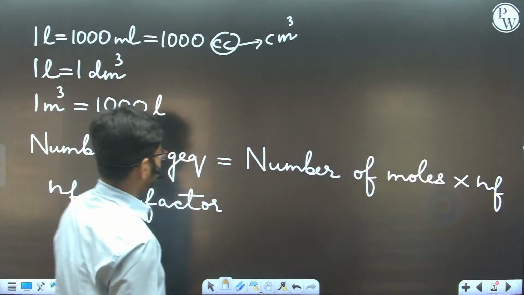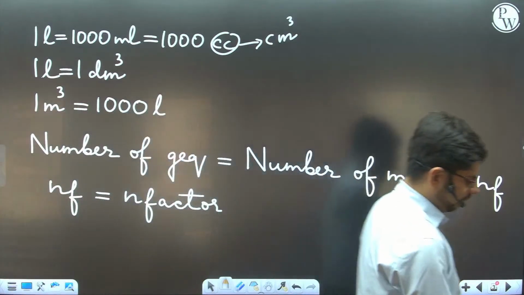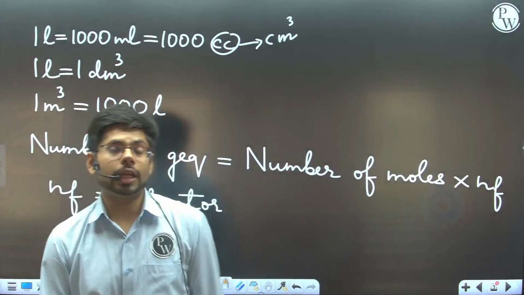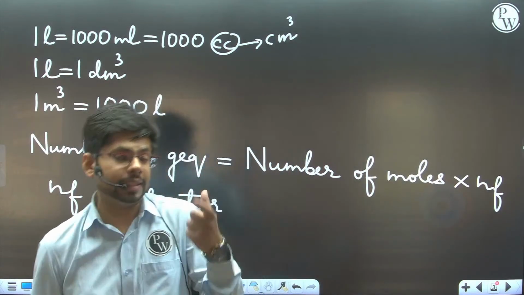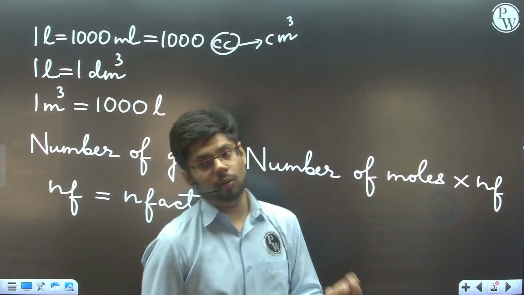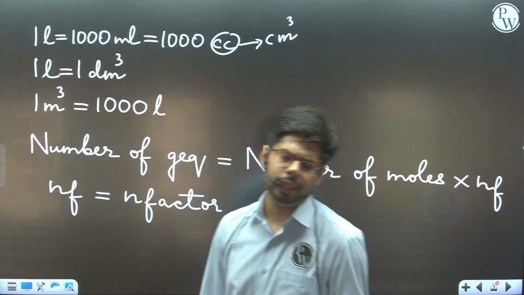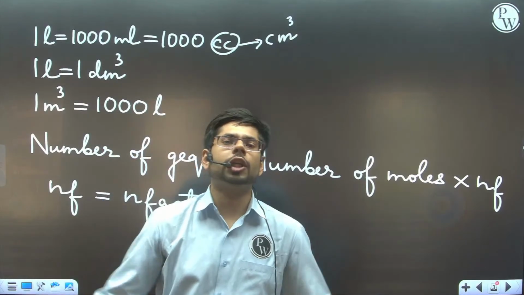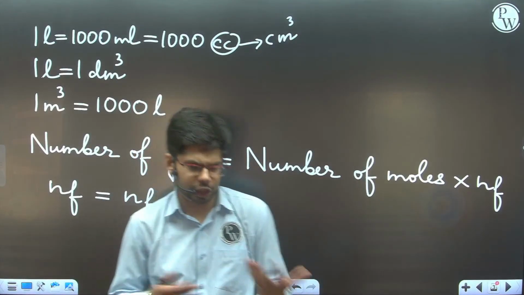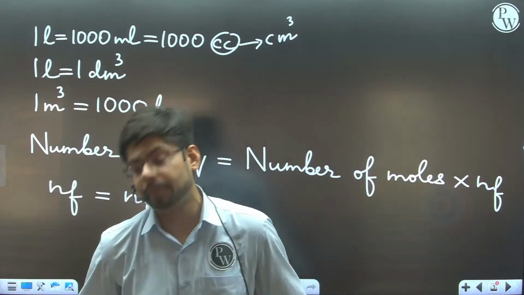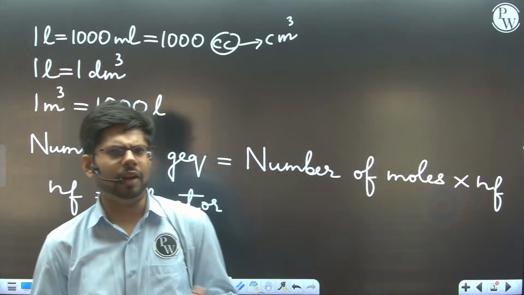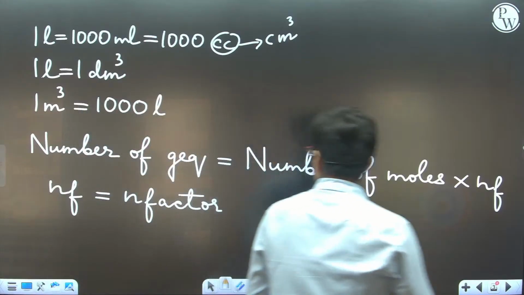Number of GEQ is equal to number of moles into N factor. Now, N factor is something which you have to be careful about, because if it's a redox reaction, then we should know how to find out N factor of the oxidizing agent, N factor of the reducing agent. And if it is not a redox reaction, if it's a simple acid-base reaction, that is a reaction occurring between an acid and a base, then also you should know how to find out the N factor of the acid, N factor of the base.